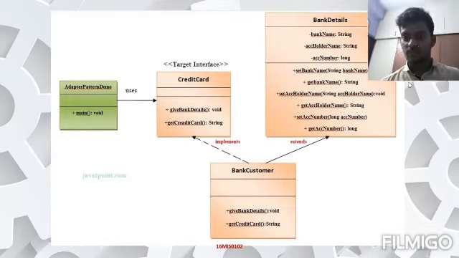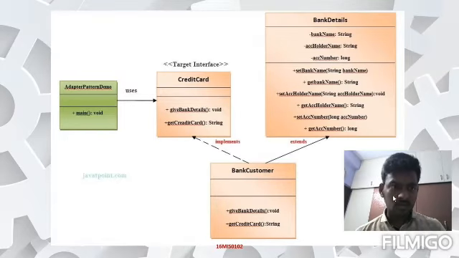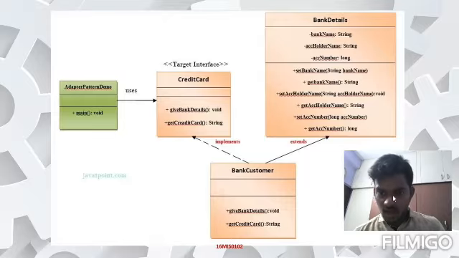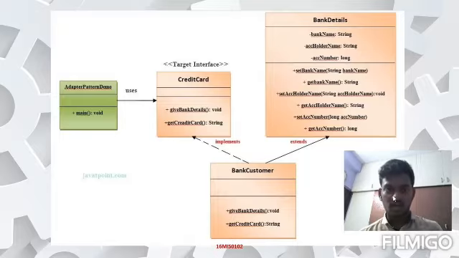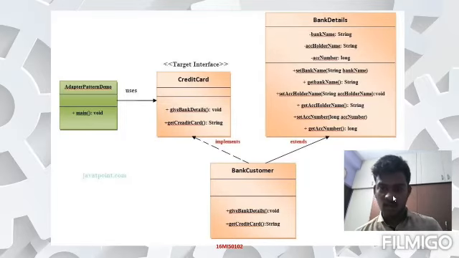And this is a diagram for the adapter pattern. Adapter pattern demo: it uses a credit card and a bank customer, which implements credit card as a target interface and extends bank details. From the credit card, which is a target interface, and bank details, if the account holder has an account, then it checks whether the credit card is available or not.